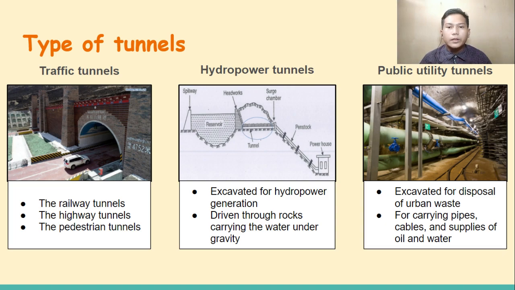Next is hydropower tunnels. As an example, this type of tunnel has been used in Bakun Dam in Sarawak. Tunnels were excavated for hydropower generation. It is driven through rocks carrying the water under gravity. The third is public utility tunnels. Tunnels were built mainly for disposal of urban waste. Besides that, it is also used for carrying pipes, cables, and supplies of oil and water.